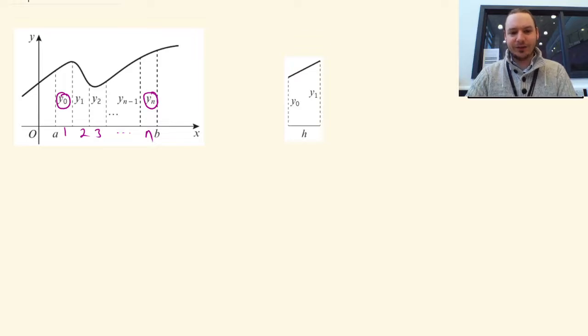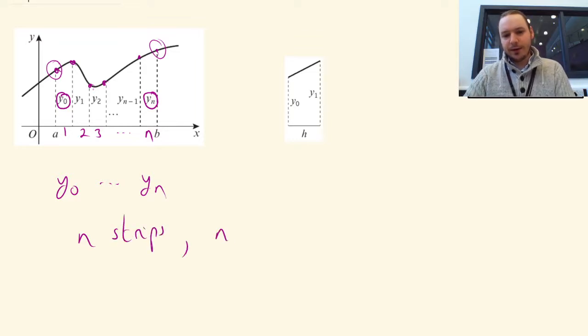I have one extra coordinate because I need 2 for every single trapezium, but every single point's counted in 2 different trapezium except these very first and very last ones. So I go from y0 up to yn for n strips. There are n plus 1 y values, and that's really, really important.